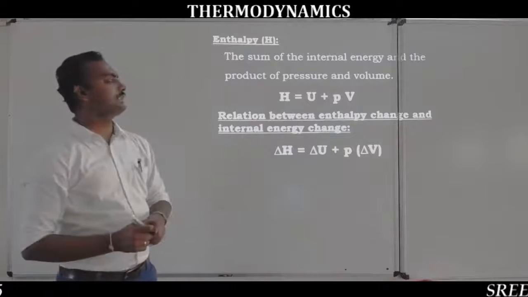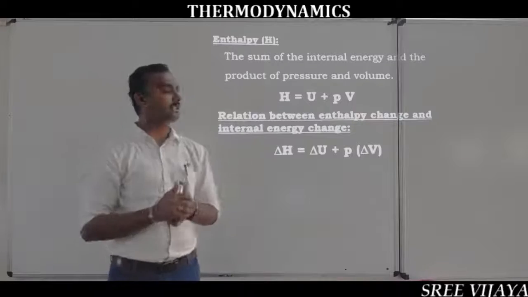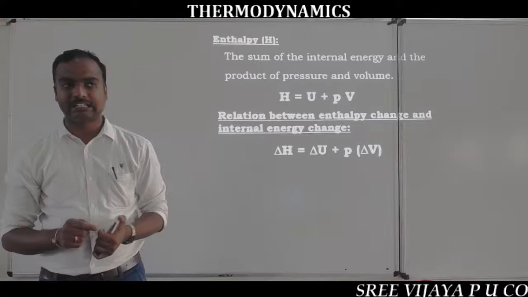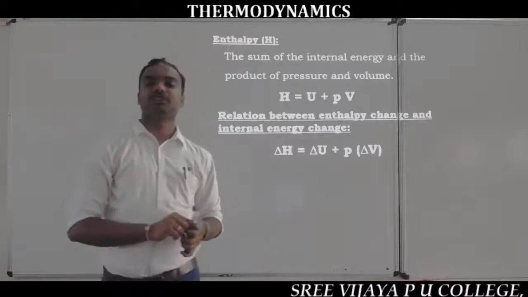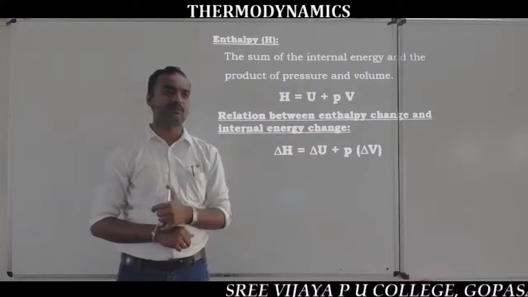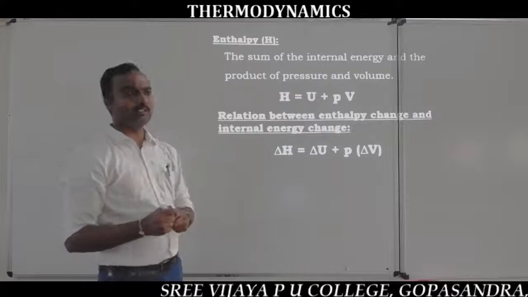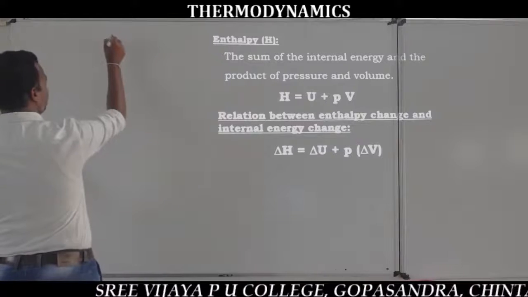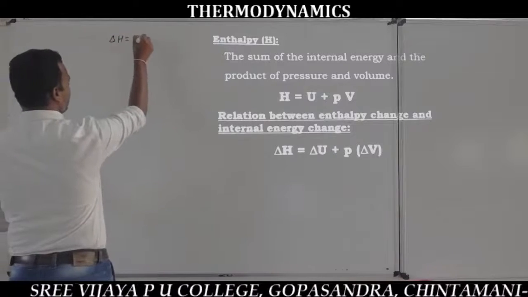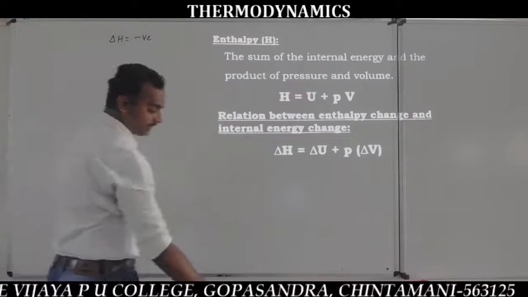What is the meaning of enthalpy of a system? Enthalpy is the sum of the internal energy, that is U, and the product of pressure and volume. That is called enthalpy. Change in enthalpy, delta H, is equal to negative. So the next term comes.